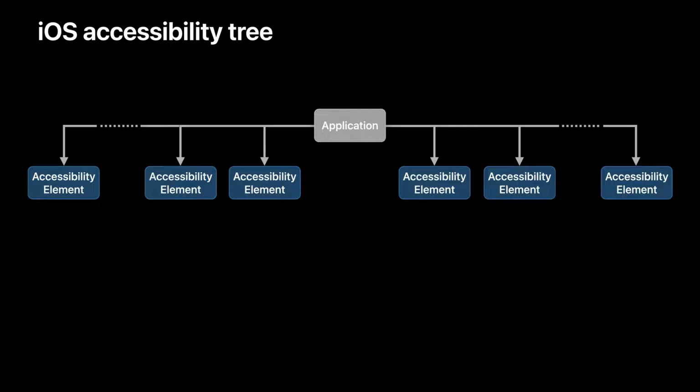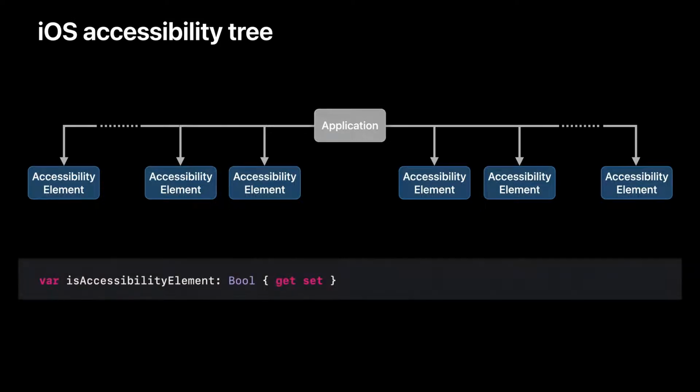This is how VoiceOver sees your app. It's what we call the accessibility tree, and it's a collection of elements that are visible by all of our assistive technologies. Views that are accessibility elements are determined by the isAccessibilityElement property. Each element is a leaf node, which results in a single-level tree of elements. And so this model works great on iOS.